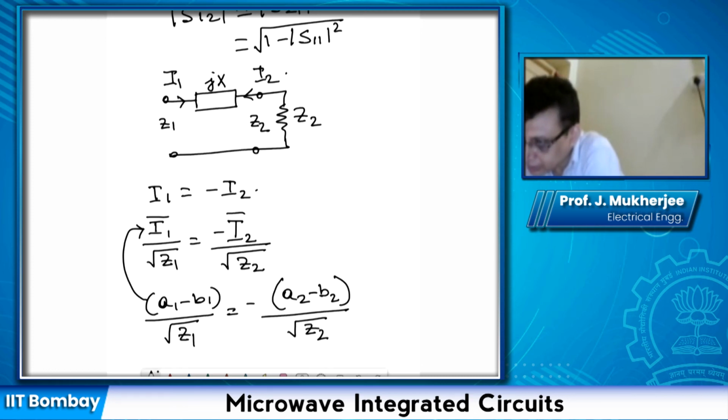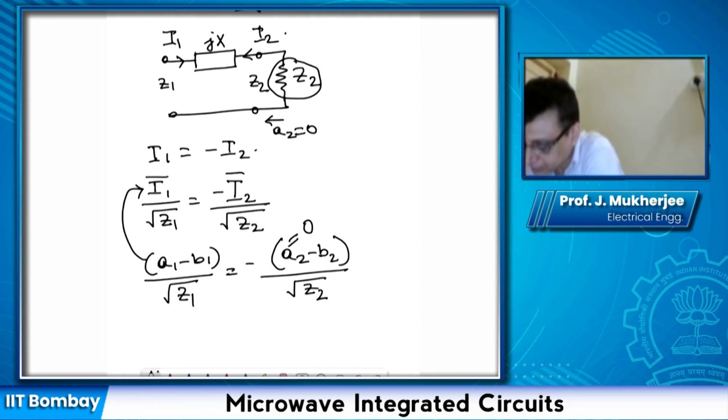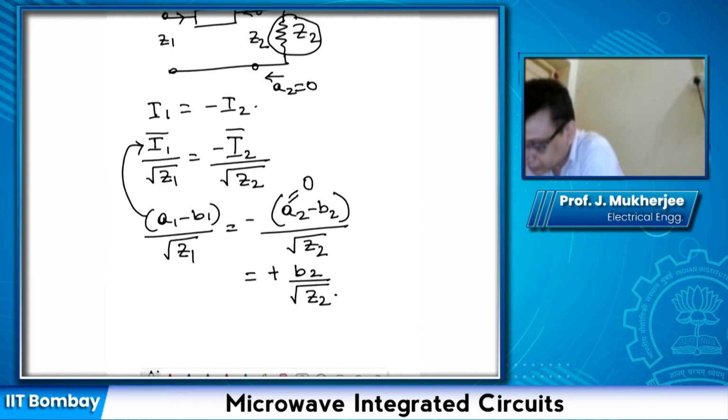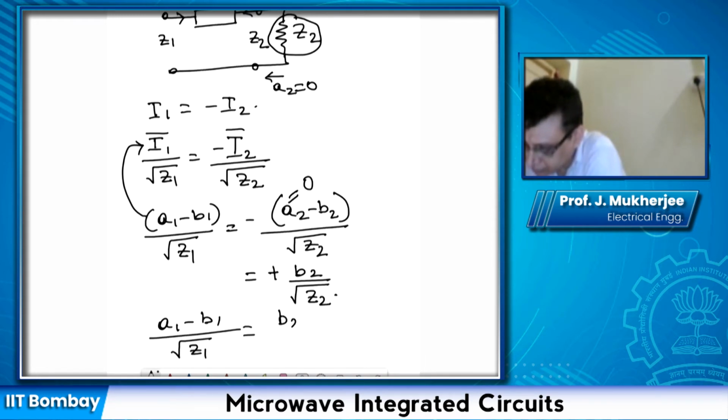But then we saw that A2 is equal to 0, right, because of this matched load Z2. So this is equal to 0. Okay, so then this one is equal to plus B2 upon square root of Z2. Fine. So what did we get? We got A1 minus B1 upon square root of Z1 is equal to B2 upon square root of Z2.